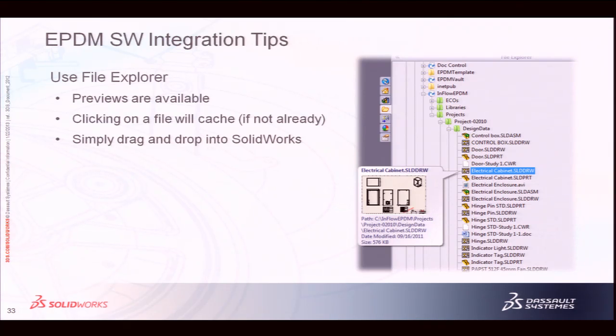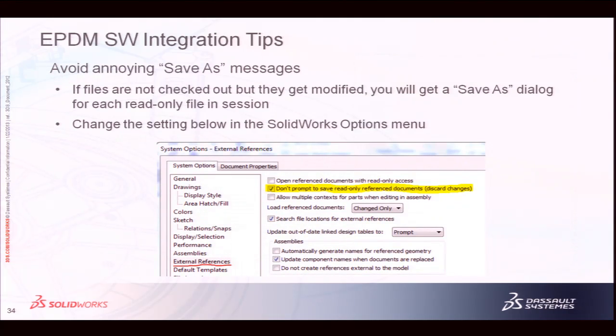A couple just tips. Use File Explorer, that's also available in the task pane, and you can browse right into the vault from there. Some integration tips. If you are using SolidWorks, maybe you got a new station, this is the first thing you should change with EPDM. Go into the tools, into the options, and check this box: Don't prompt to save read-only reference documents. If you don't check this box, if I modify a part and I didn't check it out, when I save my assembly, it'll give me a save as box for every single one that's flagged. I mean, you could get 10, 20 different boxes popping up. If you do see those messages come up, the save as, that's what this controls.